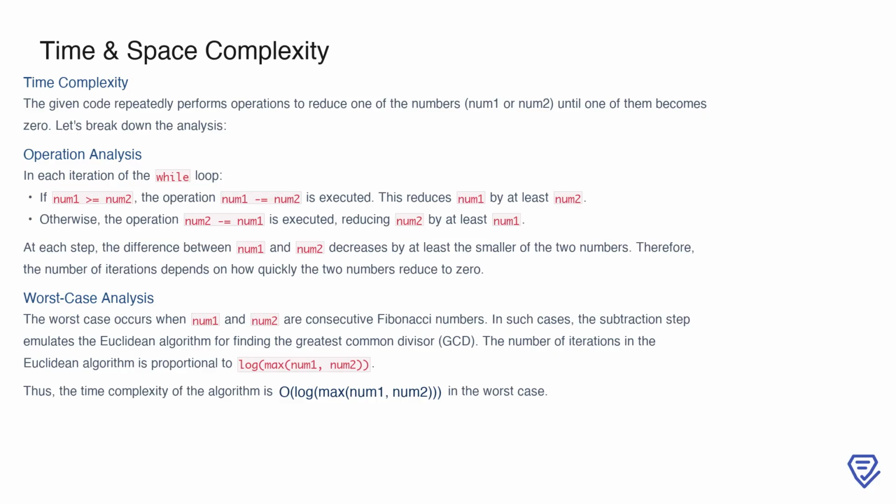Now, in the worst-case scenario, where number 1 and number 2 are consecutive Fibonacci numbers, the sequence of reductions resembles the Euclidean algorithm used to find the greatest common divisor, or GCD. The Euclidean algorithm is well known for its logarithmic efficiency, completing in a number of steps proportional to the logarithm of the larger input value. As a result, the worst-case time complexity of this approach is O(log(max(number 1, number 2))).